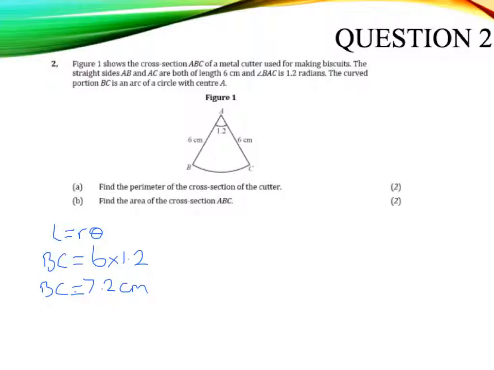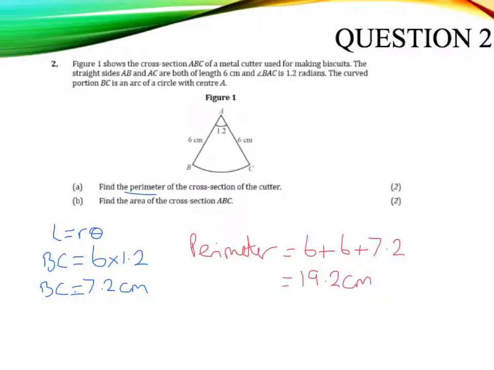We've also got to remember that that's just BC. We've been asked for the perimeter. So let's make sure we continue to say that the perimeter is equal to 6 plus 6 plus 7.2, which is 19.2 centimetres.